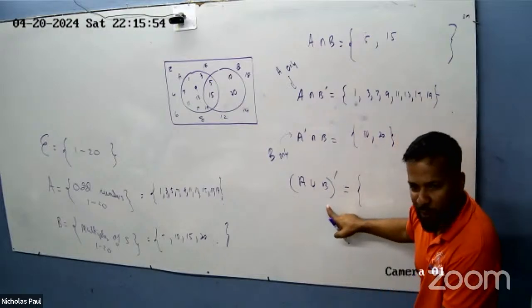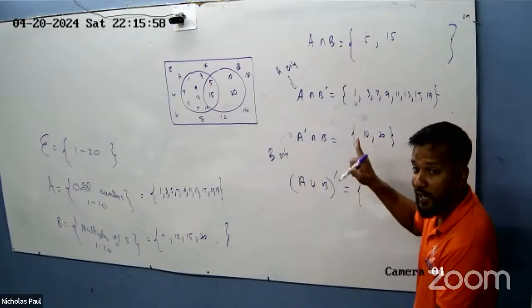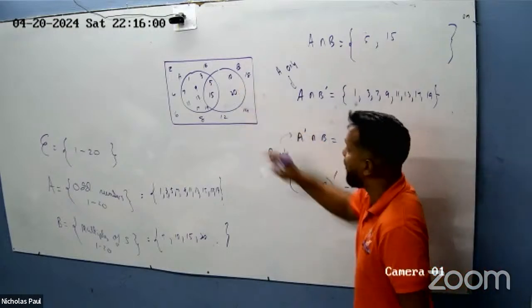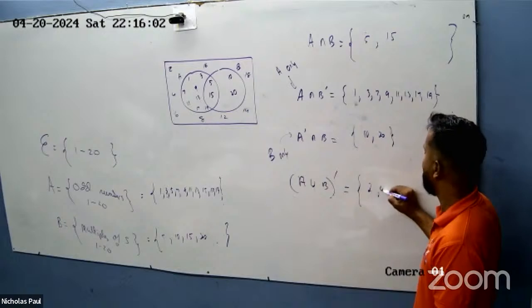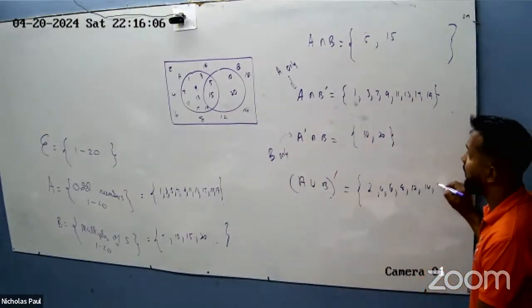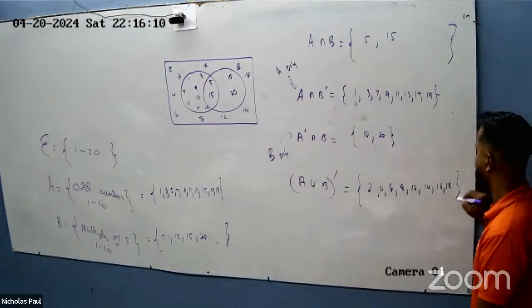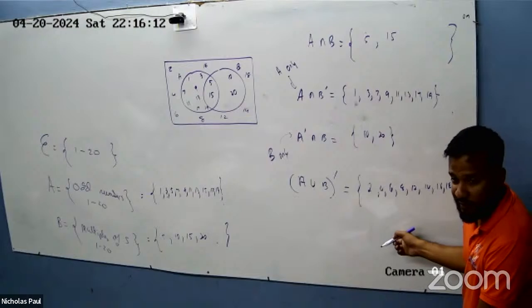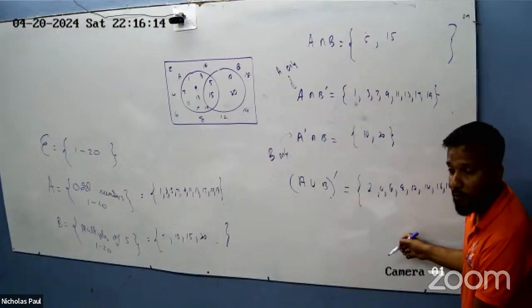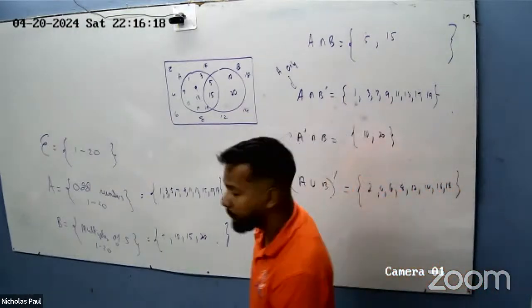And this is what? Everything outside, right? Everything outside. So that will be all these numbers here: 2, 4, 6, 8, 12, 14, 16, 18. Those who knew, there's a video on this from last week. Also, you can take a picture of these notes. When I get the video, you'll get the notes.